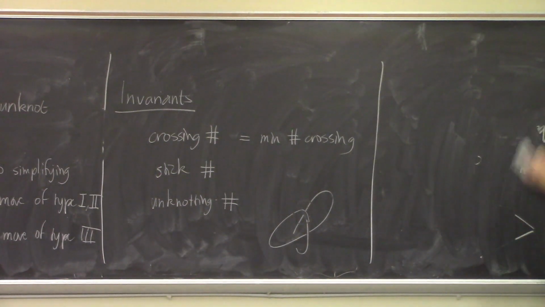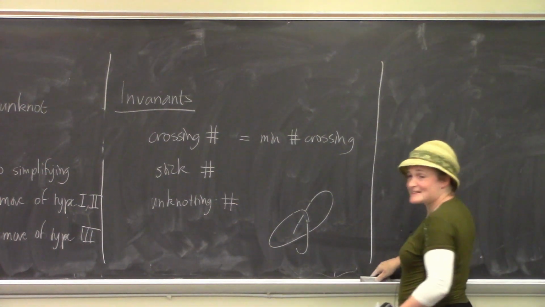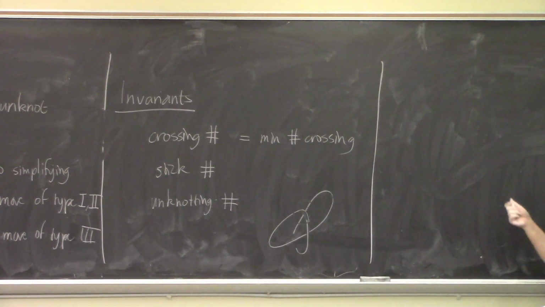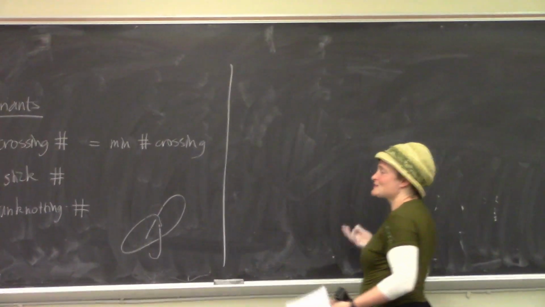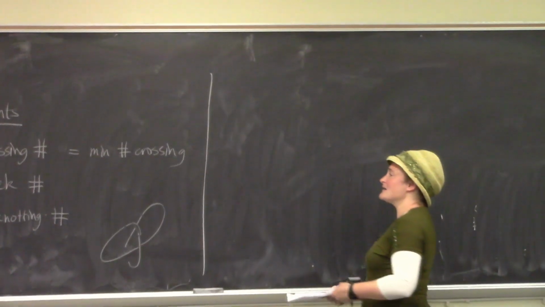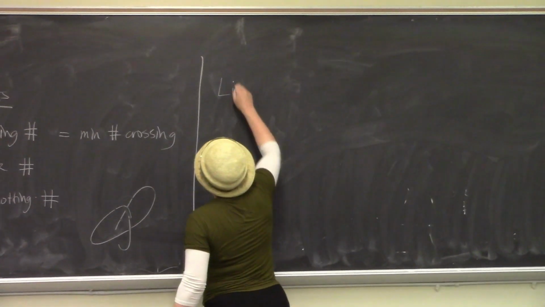So, to give an example of something which is useful, the easiest one is to go to links. Links are just like knots, except we have several components. I won't go through all the definitions, but it's exactly the same. So we have several circles that are non-intersecting, embedded in R3. So I'll tell you about the linking number.